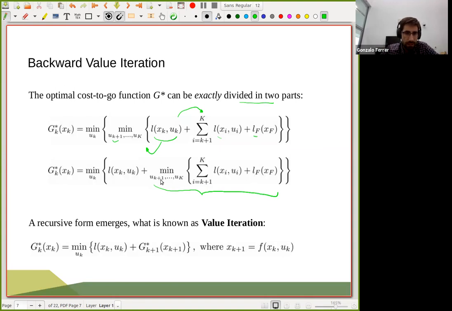So it's just analyzing actions from k plus 1 to capital K, and here we have another minimization, right? So this recursive form is what is known as the value iteration. Maybe you've heard about it before in different ways. You could also obtain this in continuous time, in continuous domain. But at the end, the idea is always the same, right?